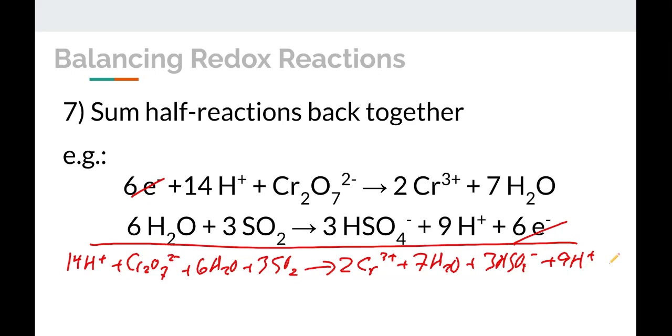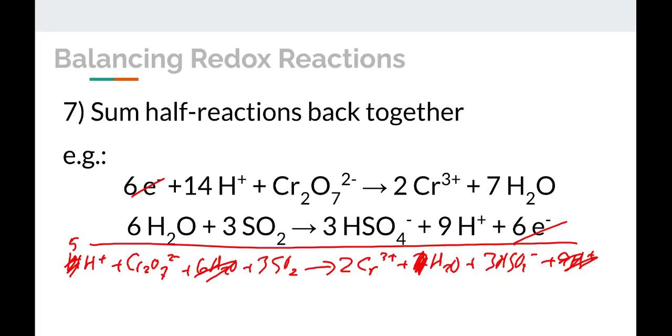And what often happens once you do this, especially if it's a kind of a complicated reaction, is there's stuff you can cancel. Like we have 9H plus on the right, 14H plus on the left. We can get rid of 9 from both sides, and this just becomes a 5. And we have 6 water on the left and 7 on the right, so we can just cancel out 6 waters and have just 1 water on the right.